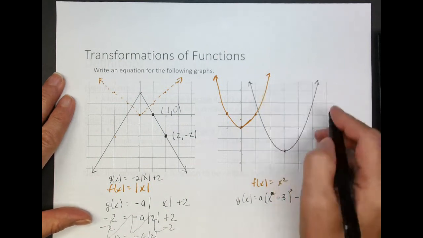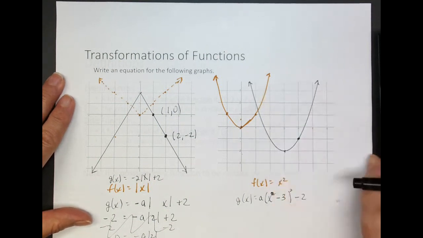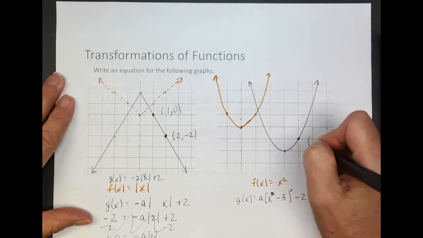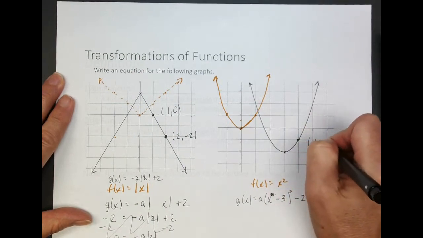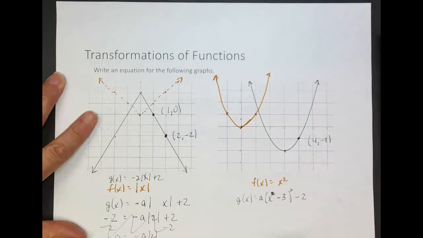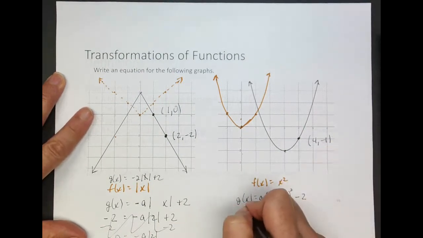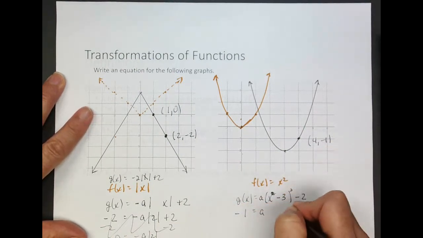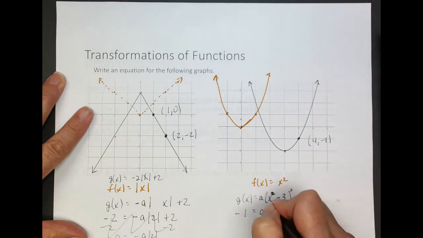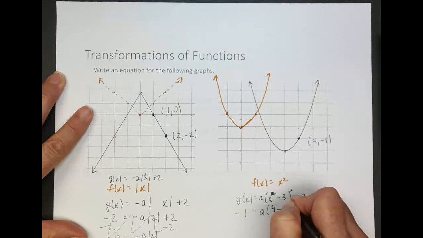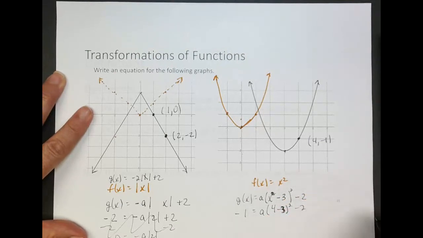Well, a clear point on my graph, it looks like this one might work. Okay, let's see. And the coordinates of that point are 4, -1. So there's my x and y. Let's substitute them in. All right, so -1 then equals A times x, that was the 4, minus 3, 4 minus 3 squared minus the 2.